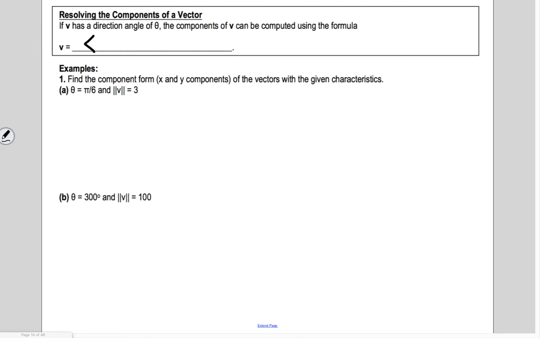All right, so we end up getting our magnitude of the vector multiplied by our cosine of the angle. Okay, so I'm going to write it like magnitude of v, and you can put the double lines if you want, cosine of theta, comma, magnitude of v, sine of theta. Okay, but remember, you can always draw the picture.